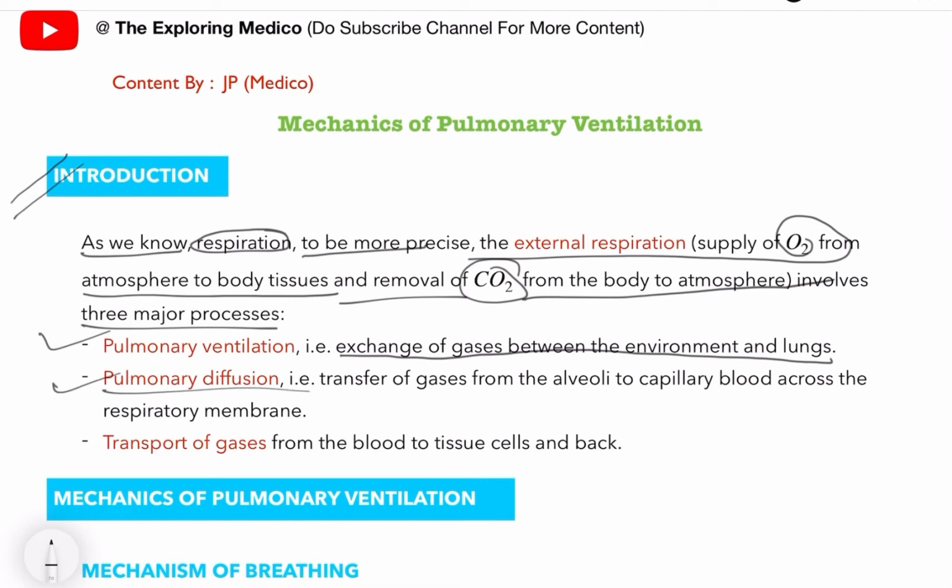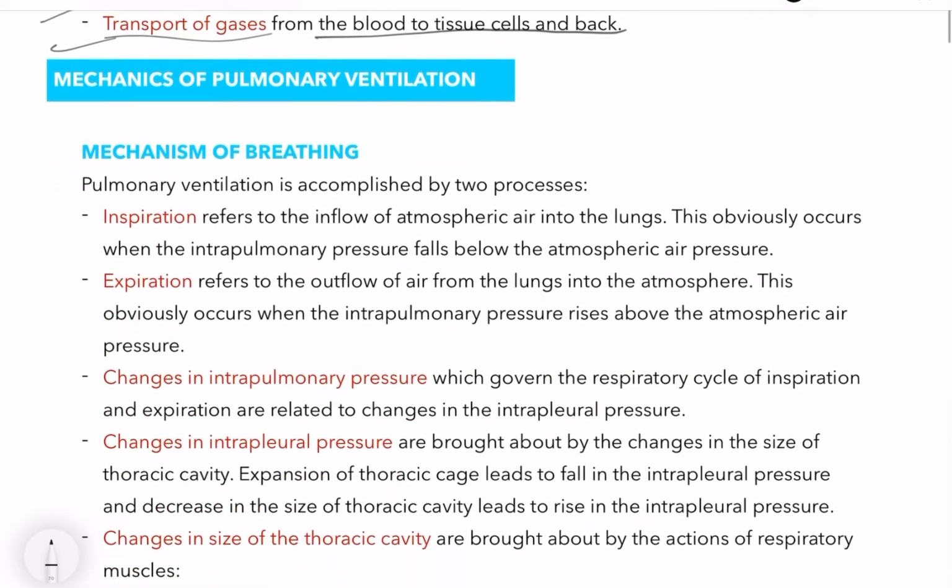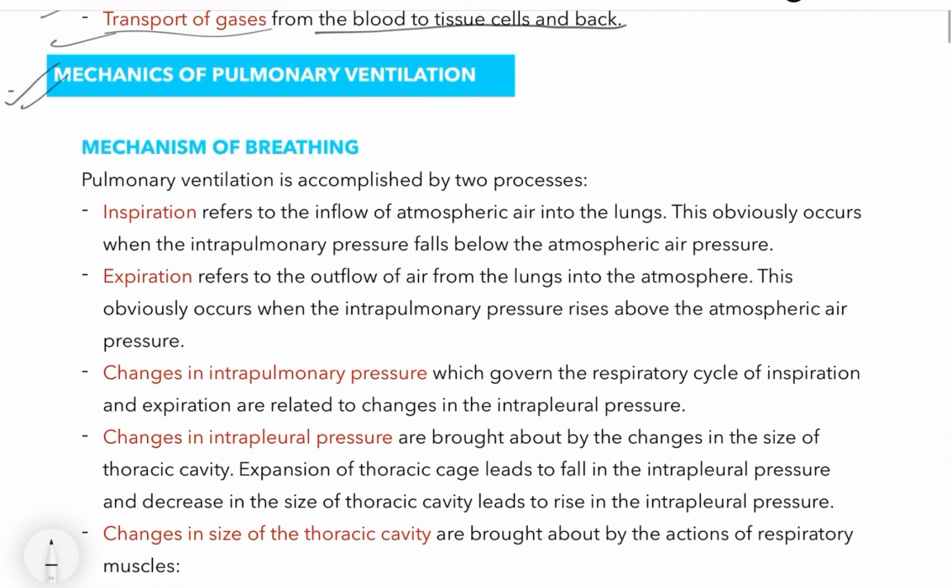Then pulmonary diffusion, that is transfer of gases from alveoli to capillary blood across the respiratory membrane. Do remember, exchange of gases from alveoli to capillary blood through the respiratory membrane. And then third is transfer of gases, that is from the blood to tissue cells. So now we are going to discuss the mechanics of pulmonary ventilation, where we will start with the mechanics of breathing.